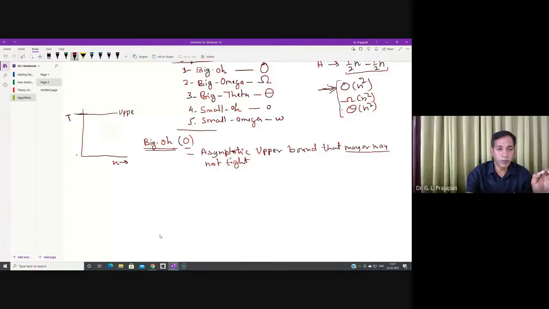If you have set the upper bound, it means this is the maximum time. Whatever the input, irrespective of the input, your algorithm will not take more than this time. Sometimes your algorithm may require this time, sometimes it may require this time, for some input it may require this time, like that. But your algorithm will not take more time than this. So this is the upper case of your algorithm.